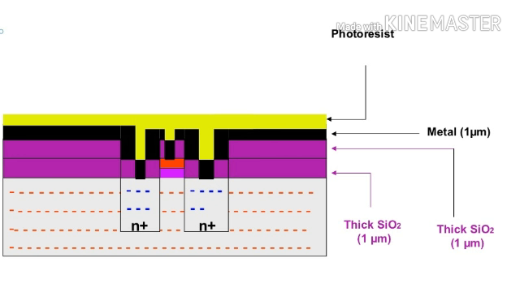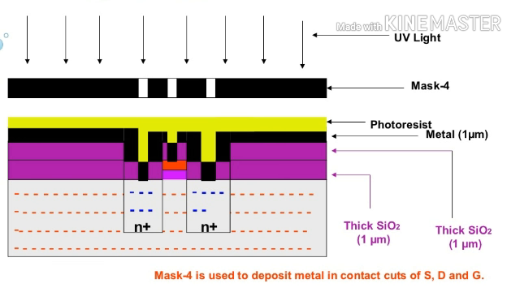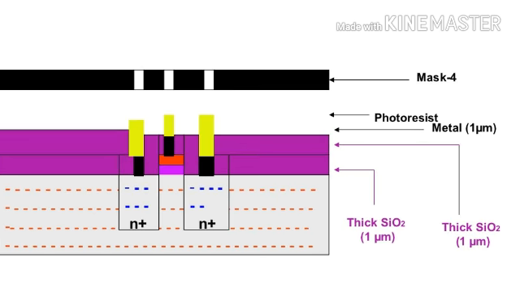In the next step, photoresist is deposited over the metal. In the 21st step, a fourth mask is used to deposit metal in the contact cuts of source, drain and gate. UV light is passed through mask 4 with the aim of removing all metal other than the metal in the contact cuts. Photoresist and metal which are not exposed to UV light are etched away.